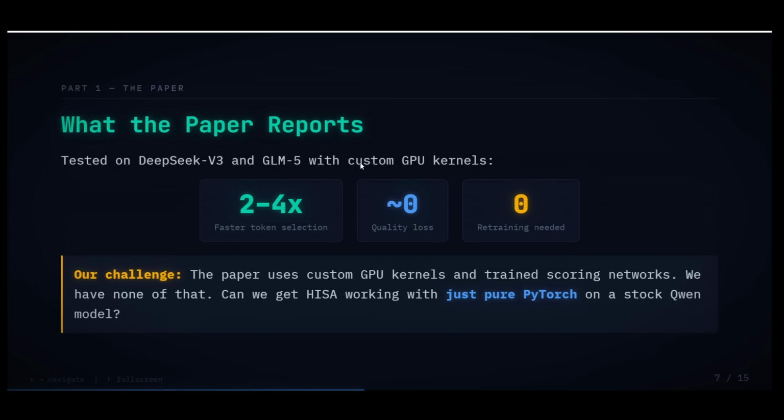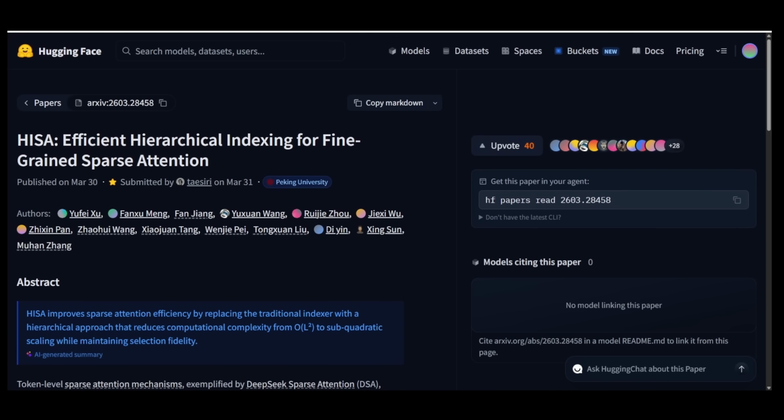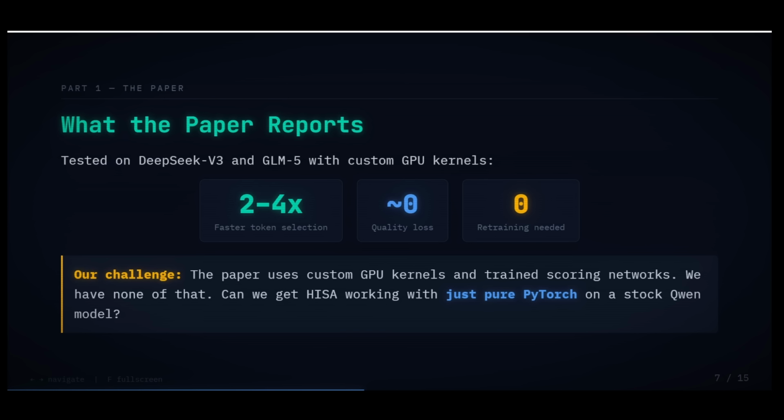So these are the results of the paper I was telling you about. There have been several papers on this topic of sparse attention, but this is the one we're looking at today. It looked at DeepSeek version 3 and GLM5. They reported 2 to 4 times faster token selection, and they were using custom fused GPU kernels with essentially zero quality loss and zero retraining needed. So it was a plug-and-play replacement for the DSA itself.